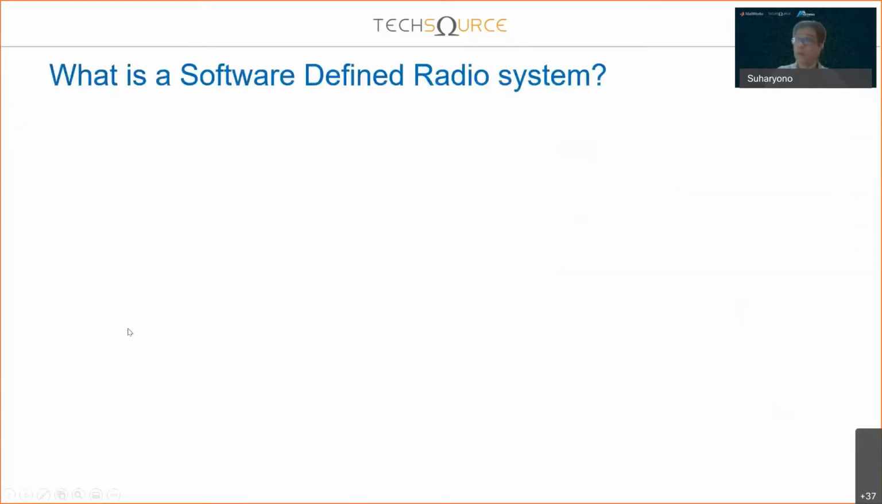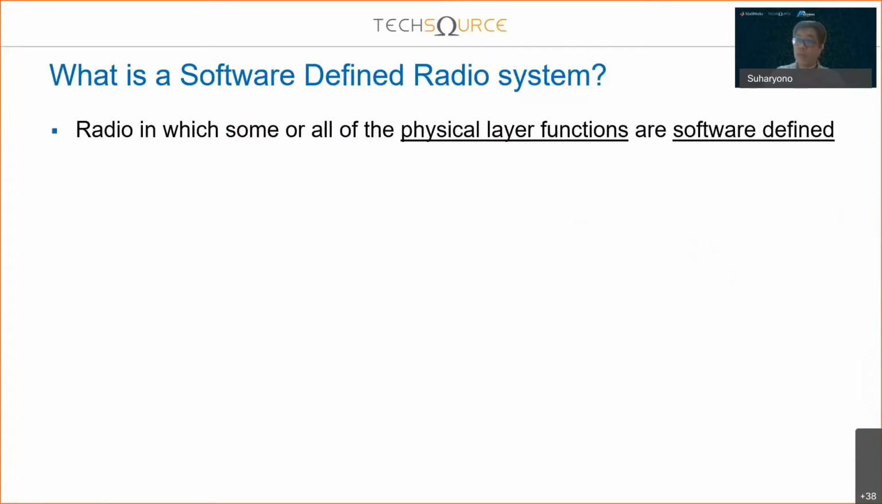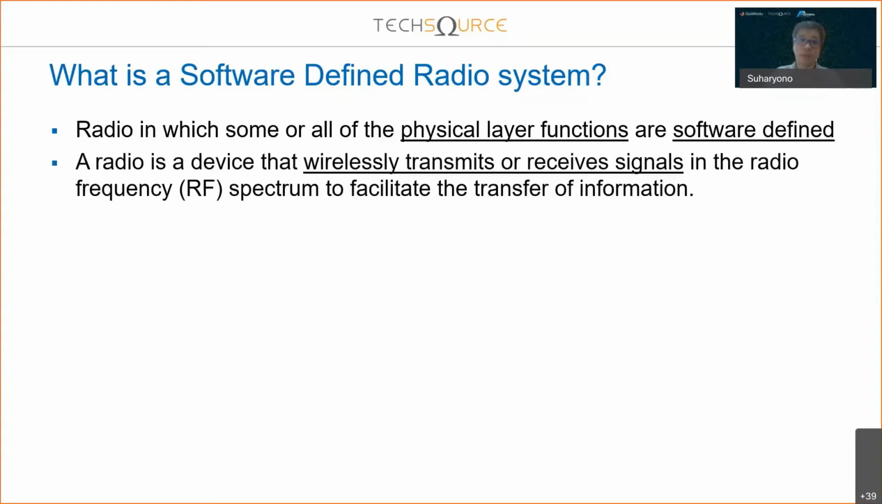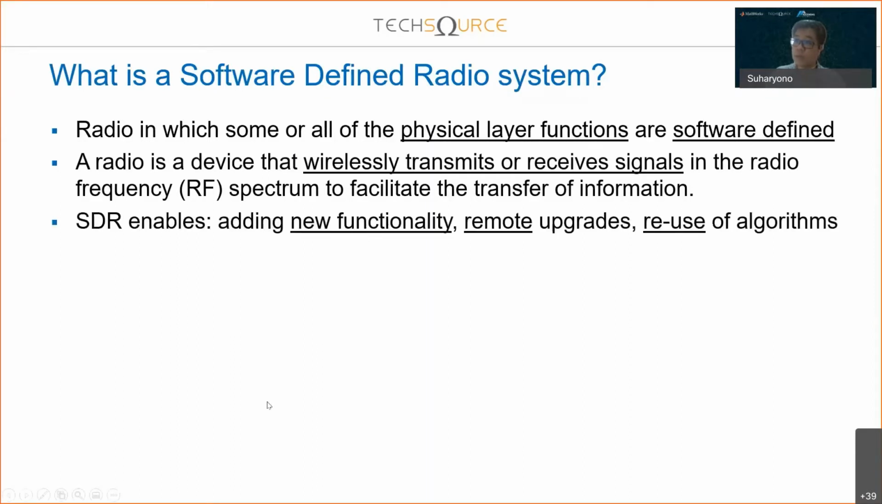Okay, so let's start with SDR. What is SDR, a software-defined radio system? To put it in simple terms, it's just a radio where some or all of the physical layer functions are software-defined, or software programmed. Radio is just a device that helps you transmit and receive signals wirelessly in the RF spectrum. The programmability of this SDR system allows you to easily add new functionality or even upgrade remotely at any point in time, and also reuse part of your algorithm.